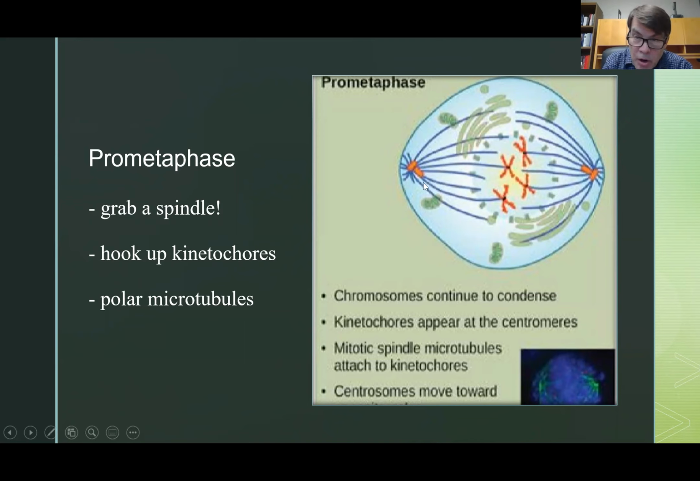Polar microtubules are the microtubules over here that are going to help pull the cell apart. Polar means at the poles, so the polar microtubules are closer to the poles. Kinetochores are the glue proteins that grab a spindle. Centrosomes are moving toward the sides so that they can get ready to pull apart.